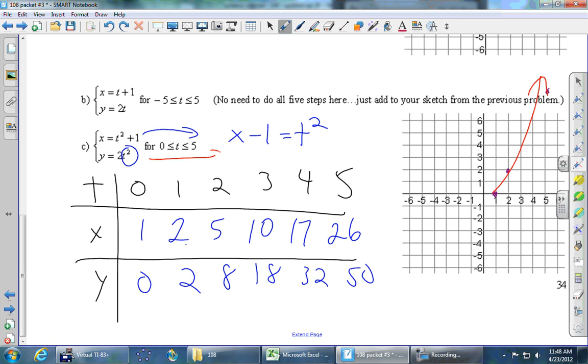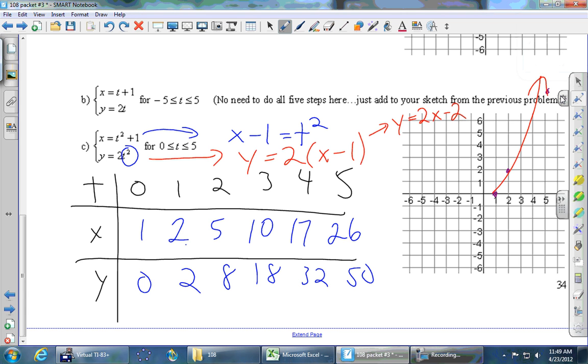So what does this say? This says that y is equal to 2 times what? X minus 1. 2x minus 2. So that one's linear. Surprising, because we had t squareds in there. But somehow the x was moving faster than normal because it was a t squared, but the y was also moving faster than normal because it was a t squared. And they both end up kind of canceling out.